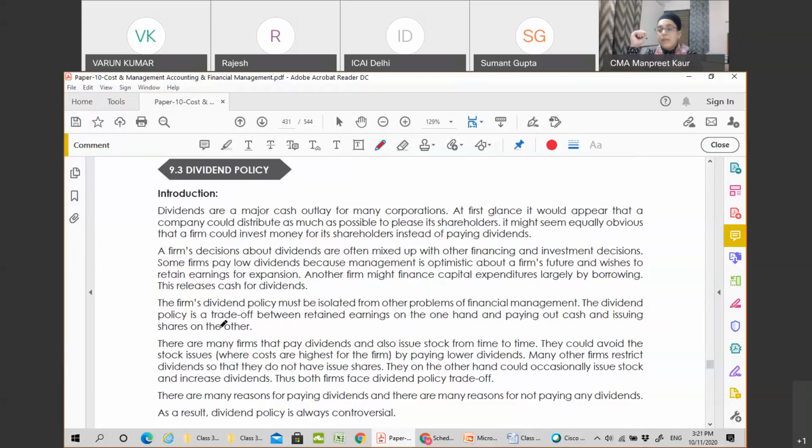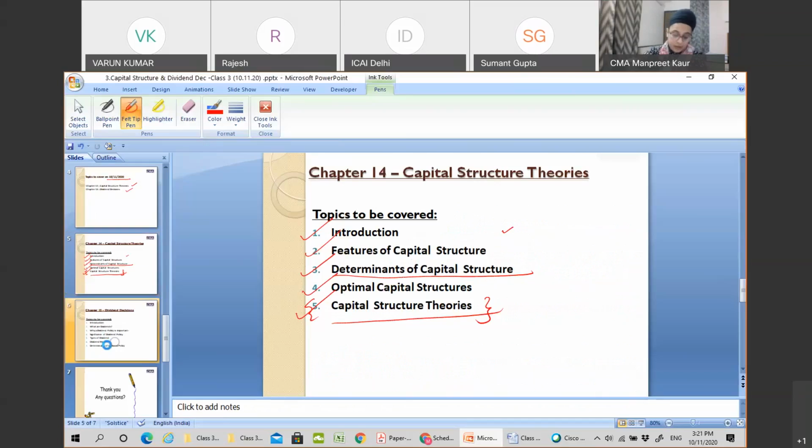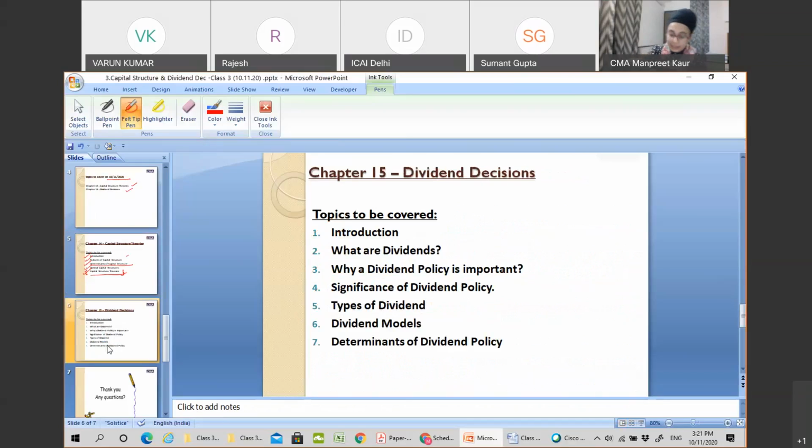So we still have time left. We will start with our next chapter, that is dividend policy. In dividend policy, we have to do topics like introduction, what dividends are, why dividend policy is important, significance of dividend policy, types of dividend, dividend models, and determinants of dividend policies. So let's discuss one by one. In case of any doubt in capital structure, or any question related to capital structure, you may ask. Then I will start with the dividend decisions.